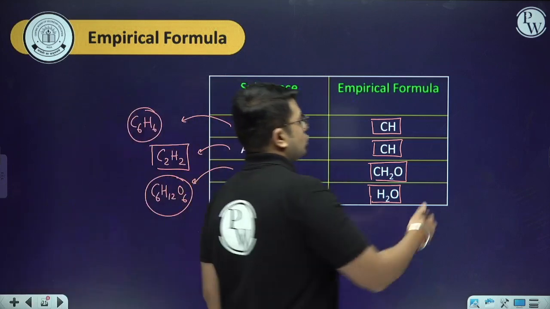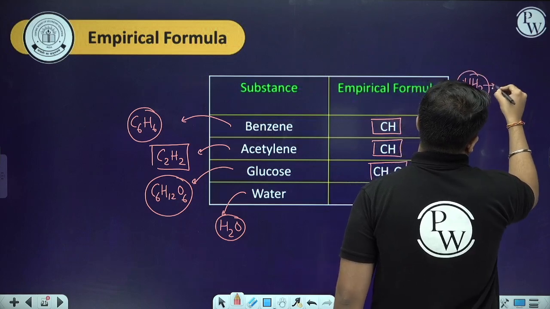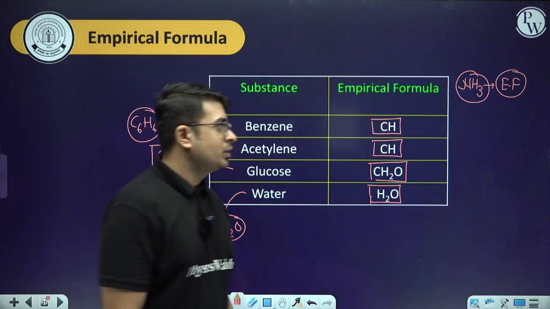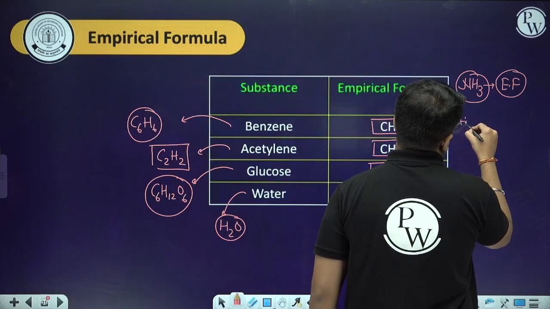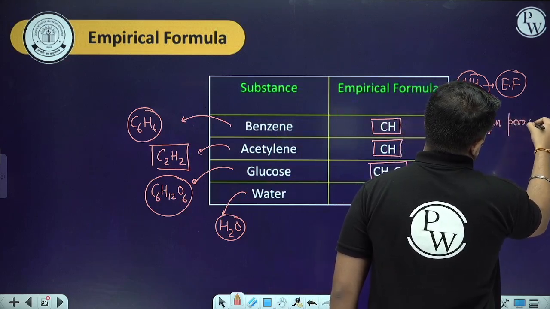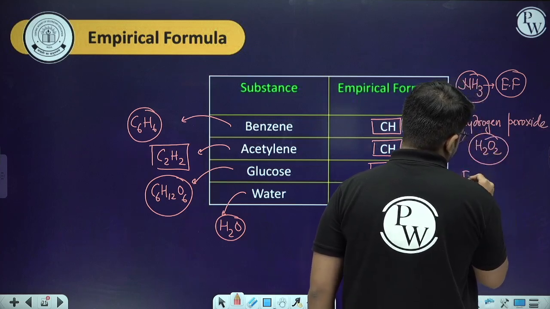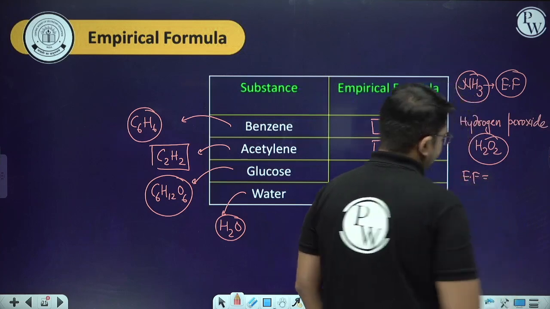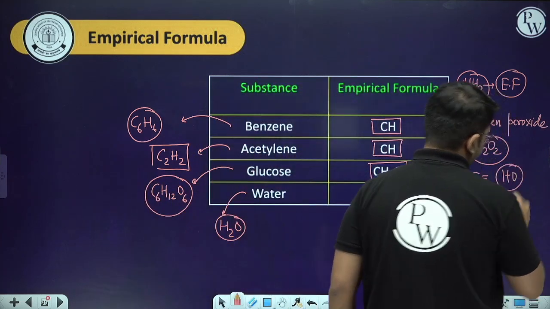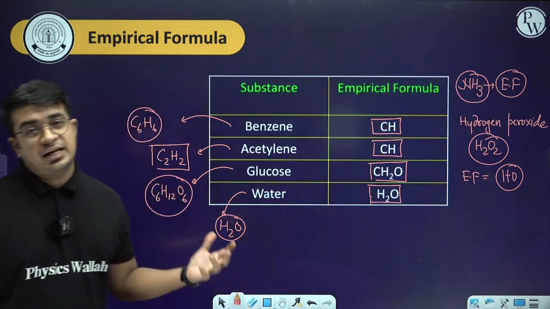For example, if I talk about ammonia, in this case its empirical formula is the same, which is NH3. Let's say if I talk about hydrogen peroxide having the formula H2O2. In that case, its empirical formula will be the minimum ratio, which is 1:1, that will be HO. Okay, that is the formula. So, that's the difference between the actual formula as well as the empirical formula.